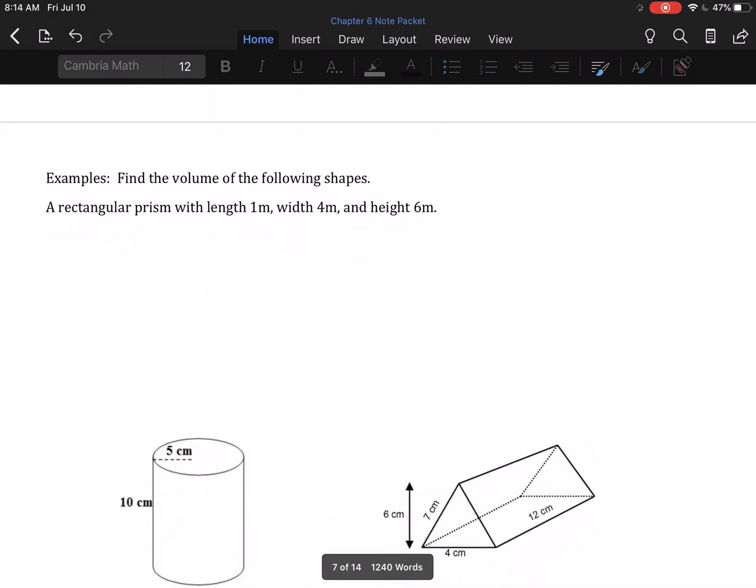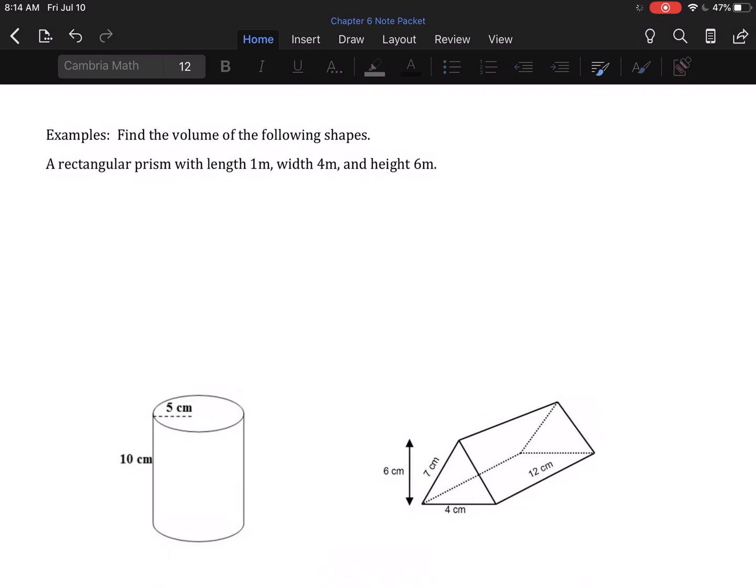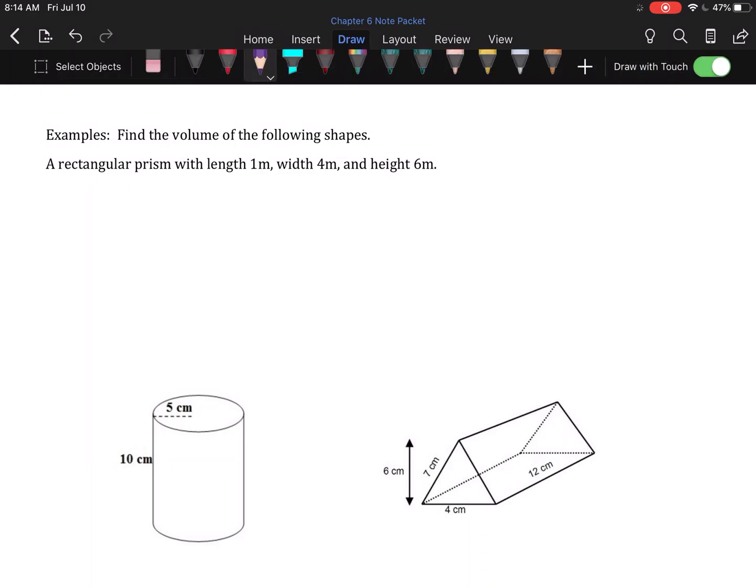So let's do this. Find the volume of the following shapes. A rectangular prism with length 1, width 4, and height 6 meters. So rectangle is length times width, prism is height. That's how I get my formula. Rectangular prism, length times width times height. Here, length is 1, width is 4, height is 6. 1 times 4 is 4, 4 times 6 is 24 meters cubed. Volume is in units cubed.